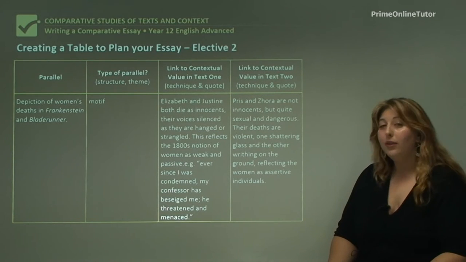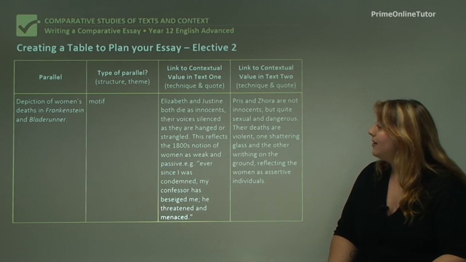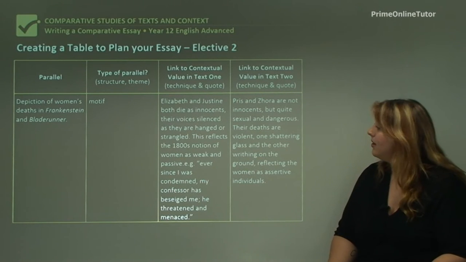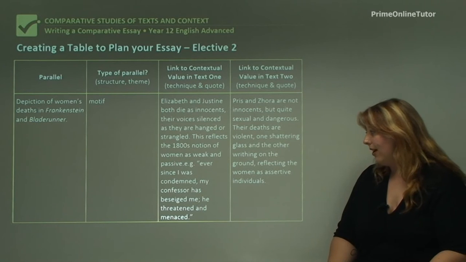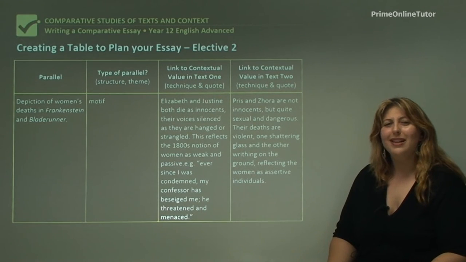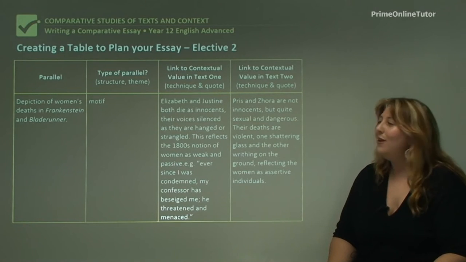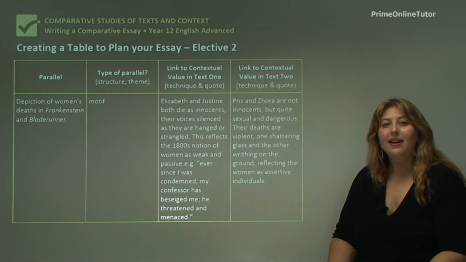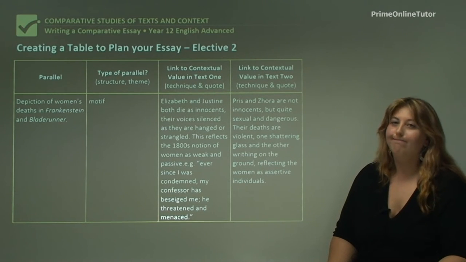Pris and Zora are not innocents, but are quite sexual and dangerous. Their deaths are violent, one shatters through a plate of glass, and the other ends up writhing on the ground, reflecting women as assertive individuals. So it might seem a bit strange to say that killing women shows that they're assertive, but what they're saying is that because they don't die without a struggle, because they put up a fight, that makes them more individualistic.